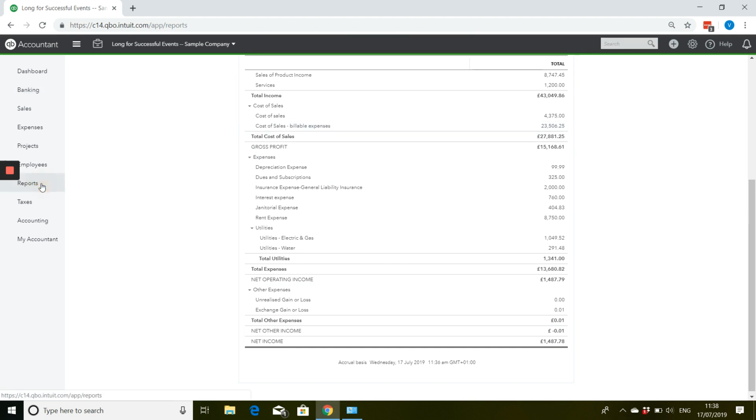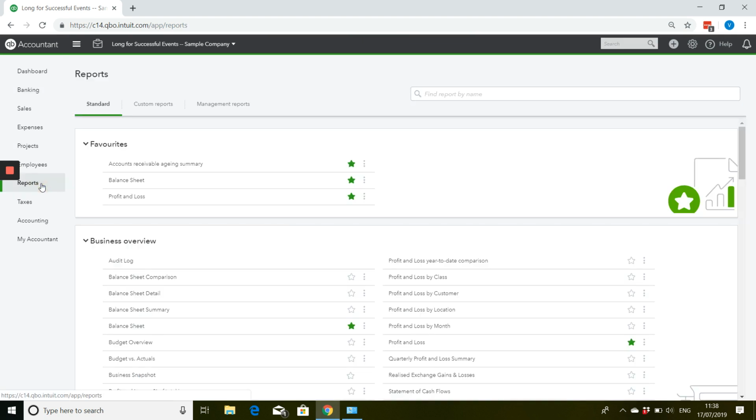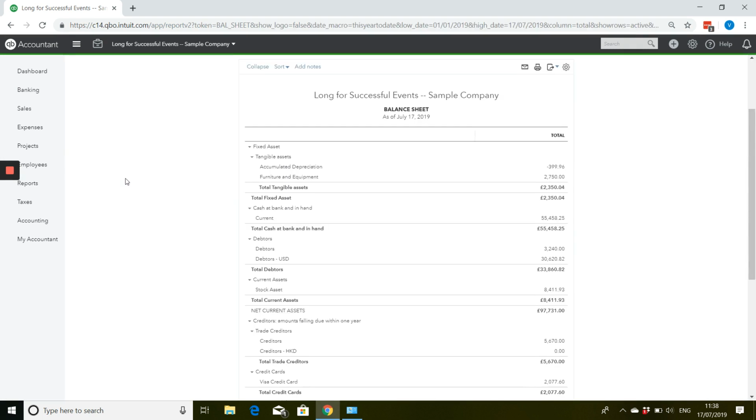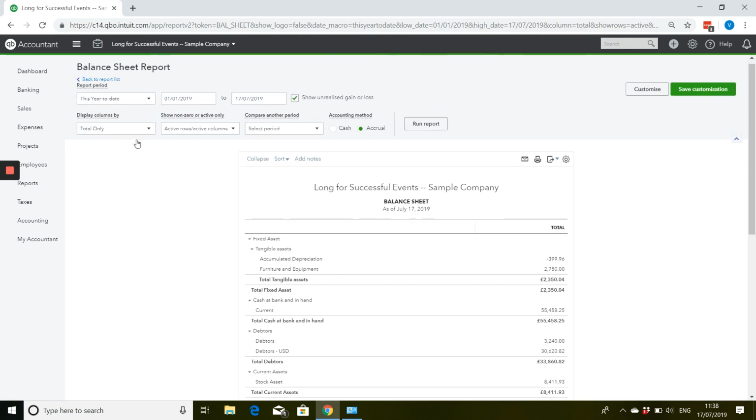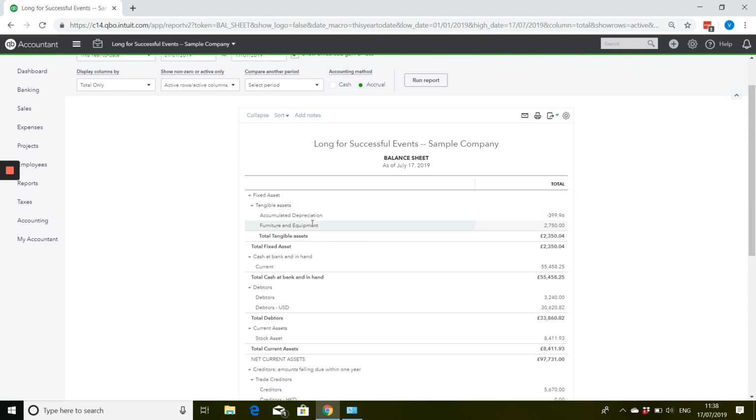Now, if we go back to reports, I'm just going to show you the balance sheet as well. You're not going to need to know too much detail, but it's always good to know what kind of things you're looking at in your company. So again, I've got it this year to date. Tangible assets is things like large equipment that you might have. So furniture that you might have for the office, computer equipment, if it's more than a couple of £100, if it's something that's going to last over a year generally, and it's proper equipment, then you can put it in here as a tangible asset.